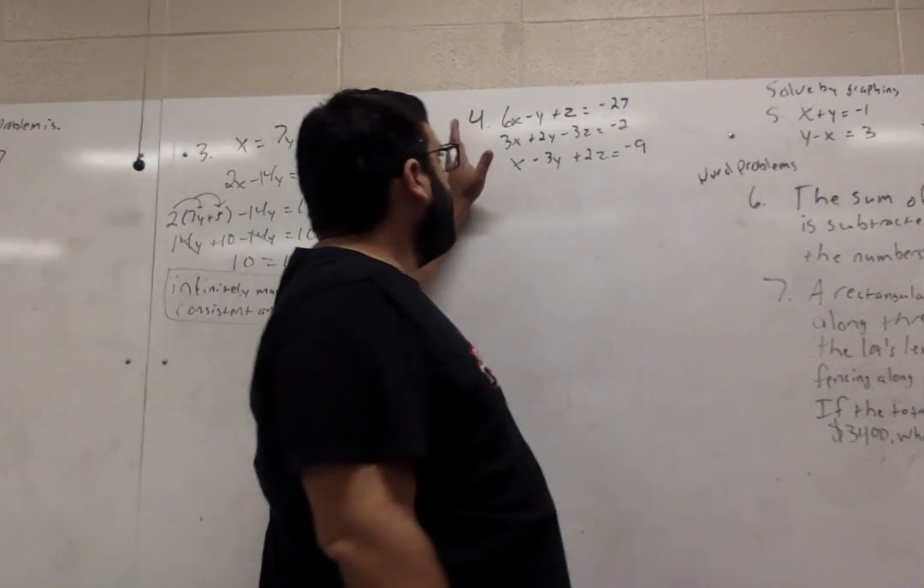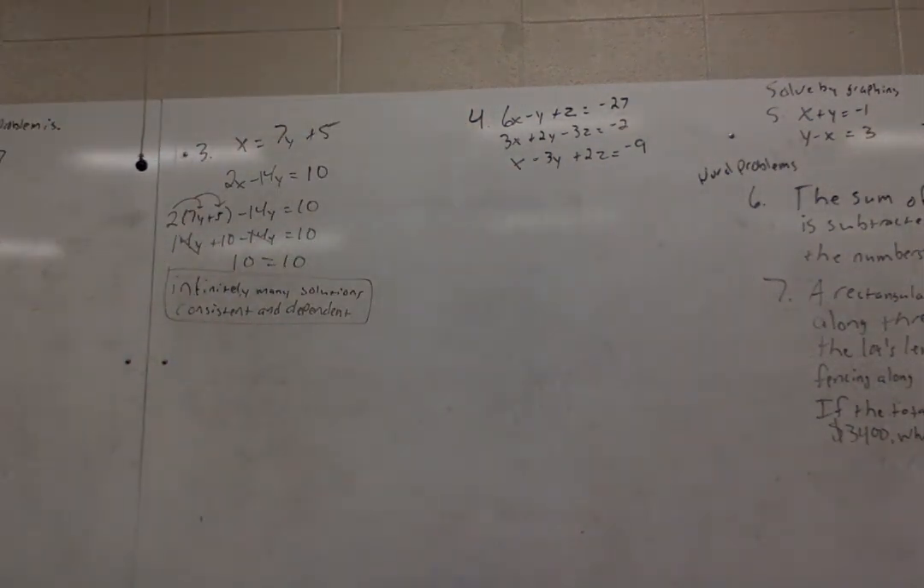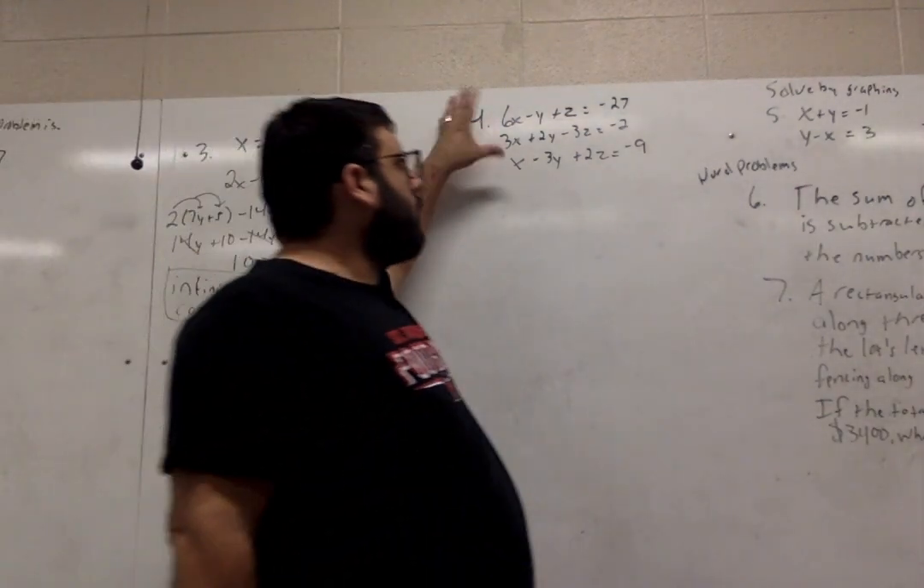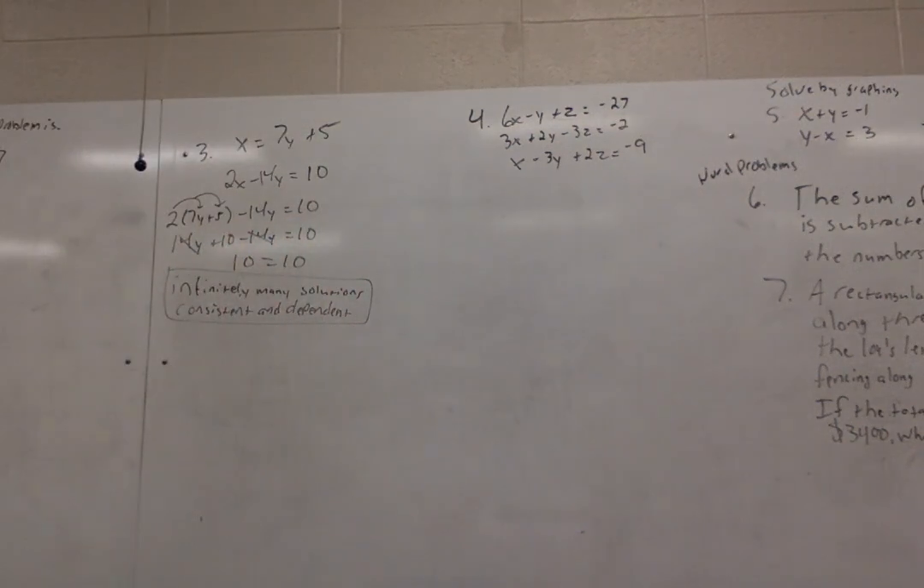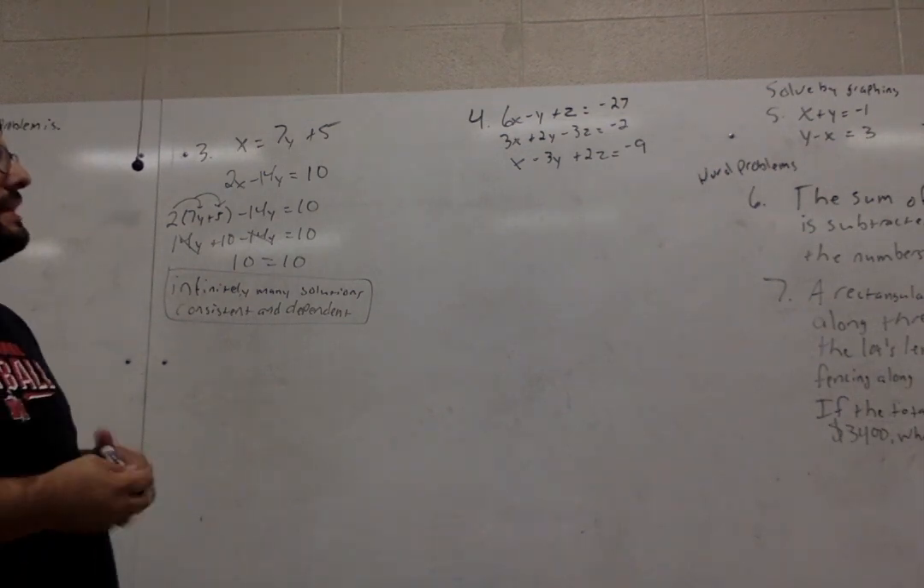All right. Then we get to number 4, which is 3 variables. Okay. So other than the word problems, this will probably give you guys the most work. So you're trying to solve it in 3 variables. I have 6x minus y plus z equals -27. 3x plus 2y minus 3z equals -2. And x minus 3y plus 2z equals -9.